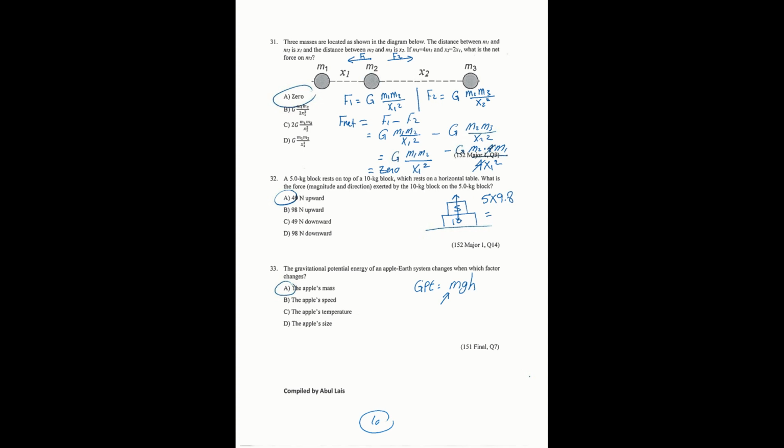Next one, 33. It says that the gravitational potential energy of an apple-Earth system changes when which factor changes? And of course, we know that the gravitational potential energy equals m multiplied by g multiplied by h. So the gravitational potential energy would change if any one of these three factors changes: the mass, the acceleration due to gravity, or the height. So here I have the mass, which is okay. The speed doesn't do anything, it has nothing to do with the gravitational potential energy, neither do the temperature or the size of the apple. The only thing that can change the gravitational potential energy is the mass of the apple.